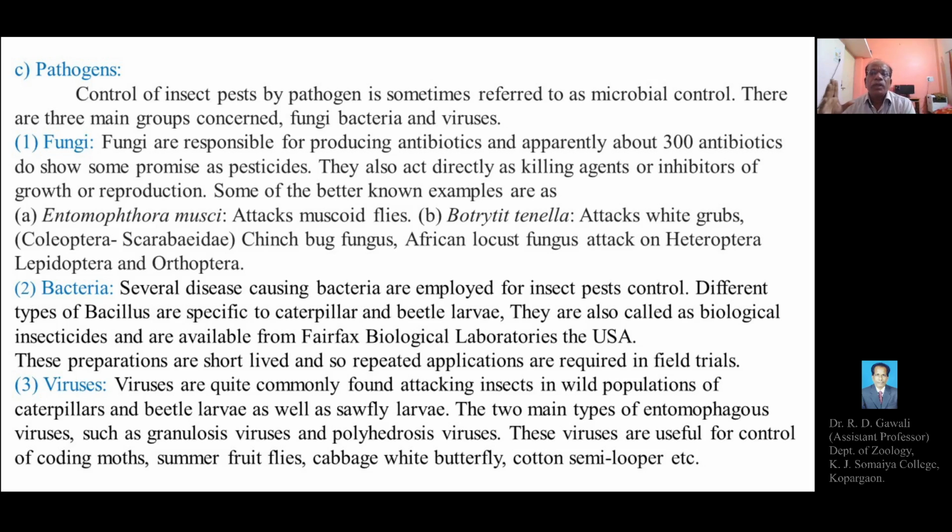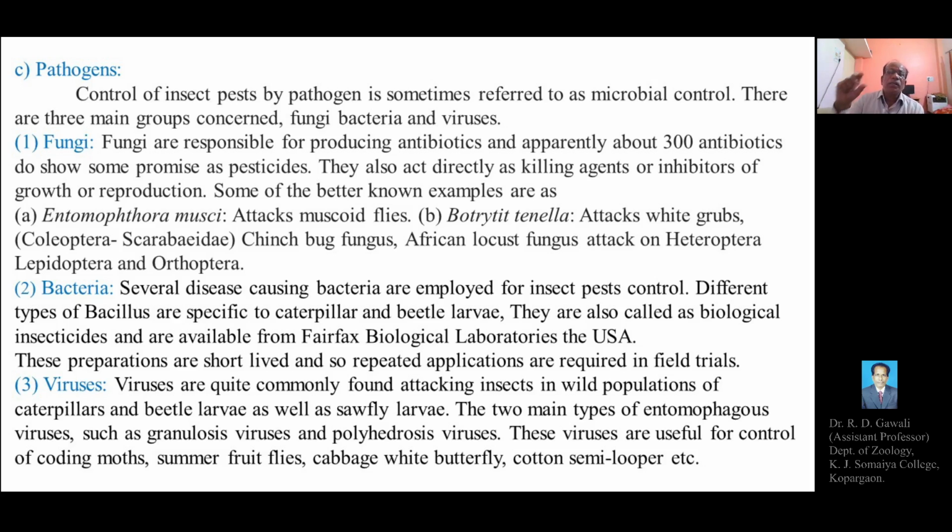They are also called biological insecticides. The different types of disease causing bacteria, when used for the control of different pests or stages of insect pests, are called biological insecticides, and are available from Fairfax Biological Laboratories in USA. Means in America, biological insecticides are manufactured and sold for the control of different insect pests.